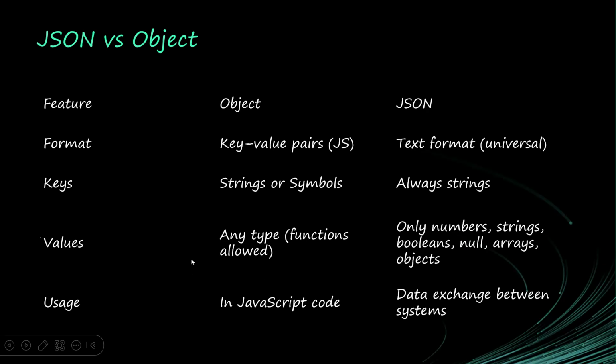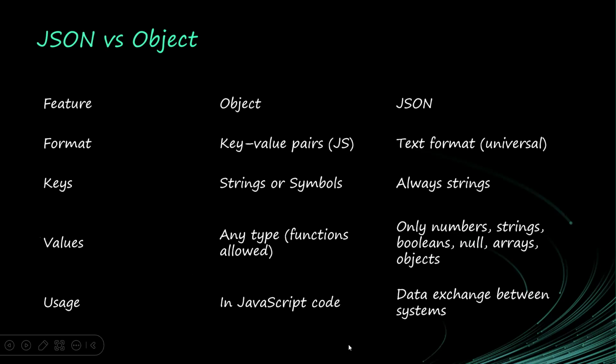For the values in objects, they can be any type, functions are allowed. But for JSON, it can be only numbers, strings, booleans, null. Functions are not allowed in JSON. The value of a key cannot be a function. Functions are not allowed in JSON.